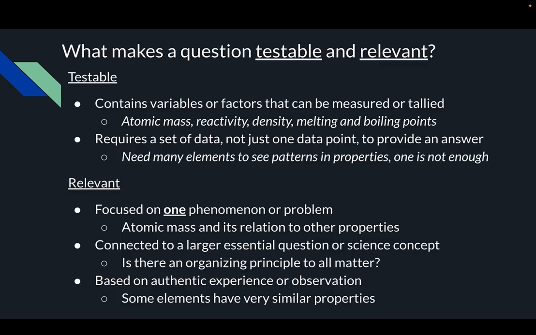So you're going to write your own research question, and it needs to be testable and relevant. So what makes a research question testable and what makes it relevant? So it's testable if it contains variables or factors that can be measured or tallies. In this case, the properties of the elements. So atomic mass is an example. Reactivity, density, melting and boiling points, all of those properties that we've been learning about and talking about, those are all measurable, and those are variables that will be a part of your question.